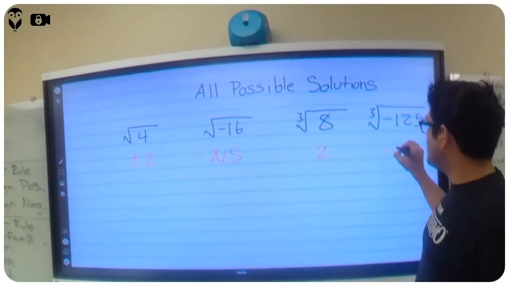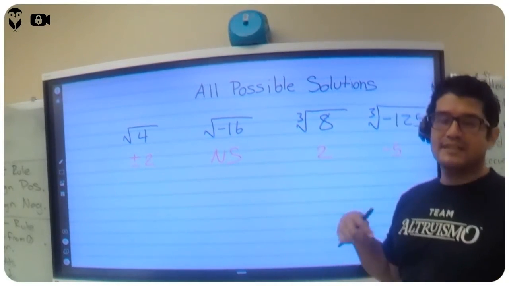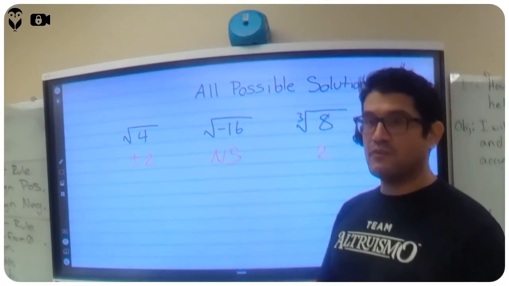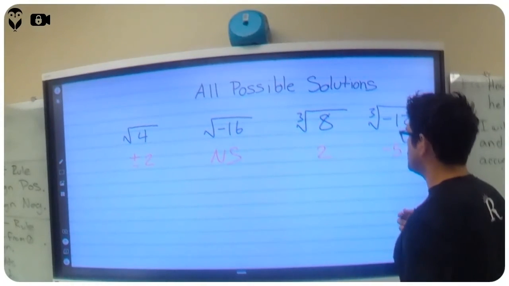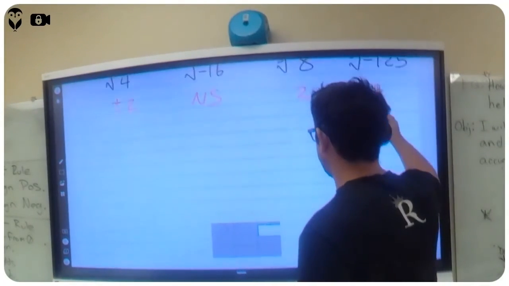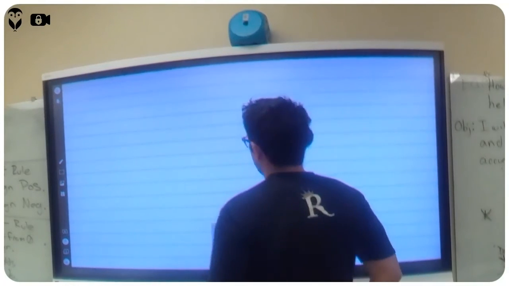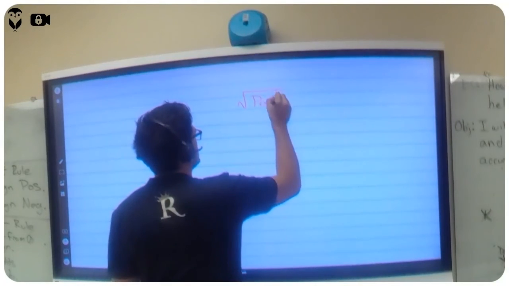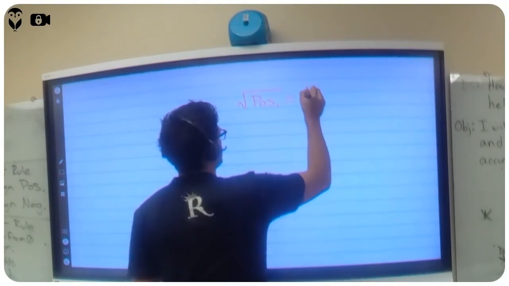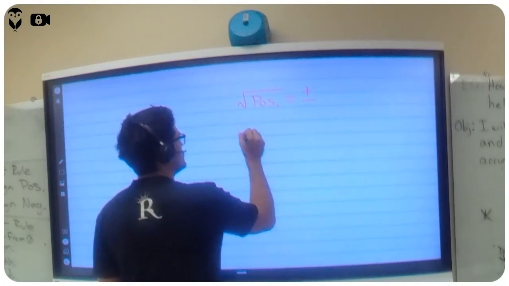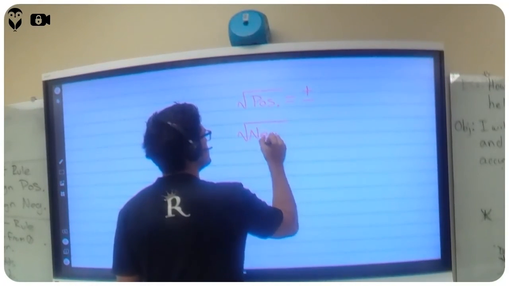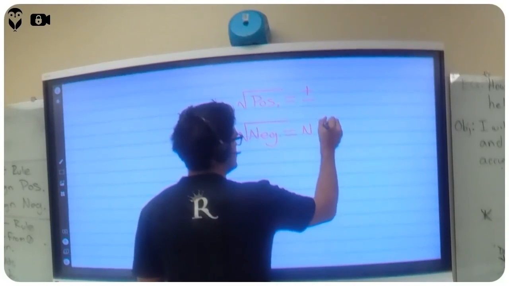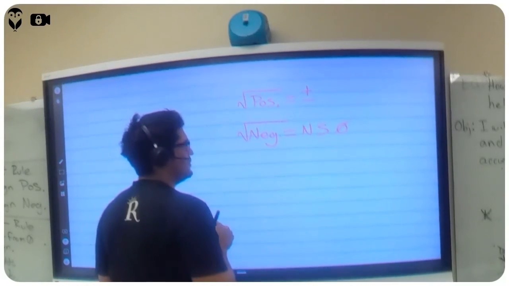The answer for this one is negative 5, because negative 5 times negative 5 makes positive 25, and positive 25 times negative 5 will give you negative 125. Okay, so if you want to have some notes for shorthand: if a square root has a positive number inside, the solution is going to look like this. If a square root has a negative inside, it should look like this: no solution. There are no answers.